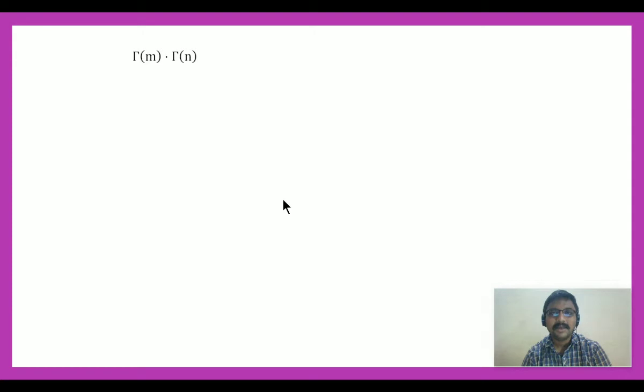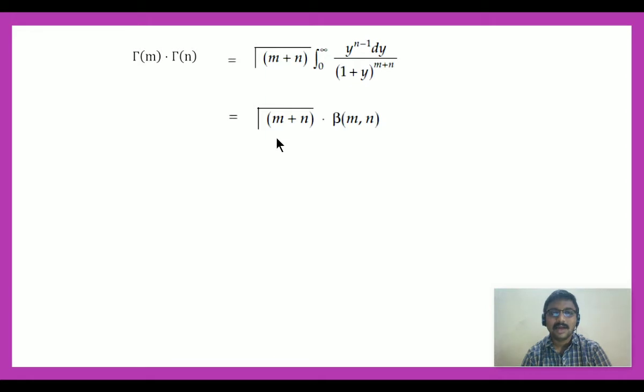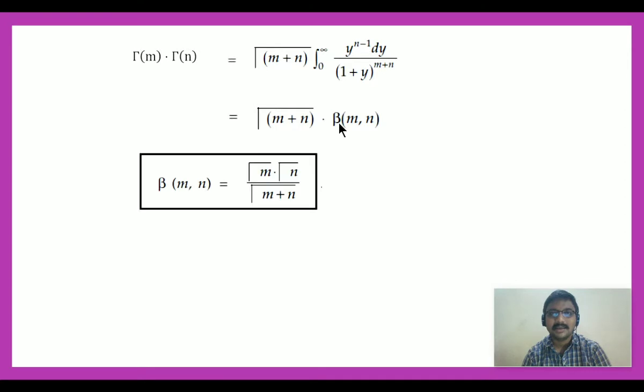Now gamma of m into gamma of n is gamma of m plus n into integral of 0 to infinity y to the power of n minus 1 into dy upon (1 plus y) whole power m plus n. But what is it? It is nothing but beta of m, n. Now gamma of m into gamma of n is gamma of m plus n into beta of m, n. Hence we will have beta of m, n is gamma of m into gamma of n whole by gamma of m plus n. So it is the required relation between beta and gamma function.